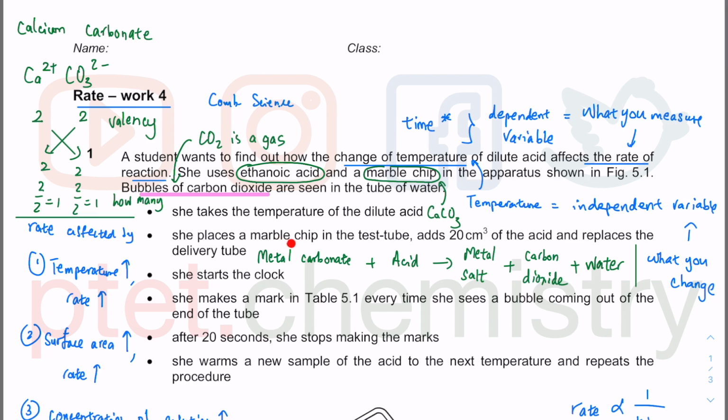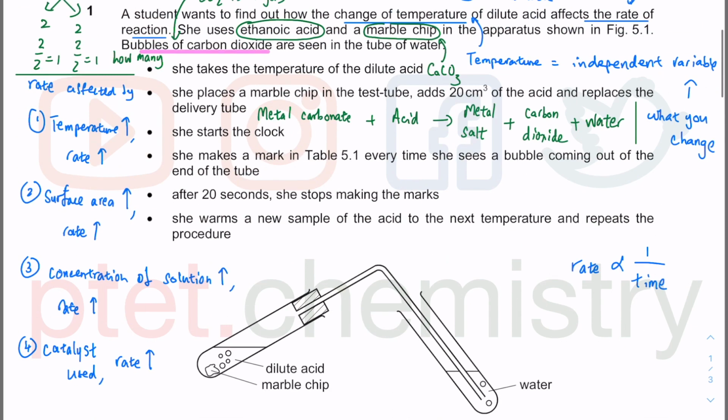So what we have there is the marble chip, the carbonate, and she adds a bit of acid and places the delivery tube, basically to seal it up. These are rubber bungs. You need to seal it up, because if you don't, the carbon dioxide produced, the bubbling that you see, will just escape and it wouldn't be bubbled into this thing here. Here they have used water, and we'll talk about the test for carbon dioxide later on. We do not use water to test for carbon dioxide. There's a very specific test for it, okay? But in this experiment, we are just looking at how fast the reaction is going as the temperature changes.